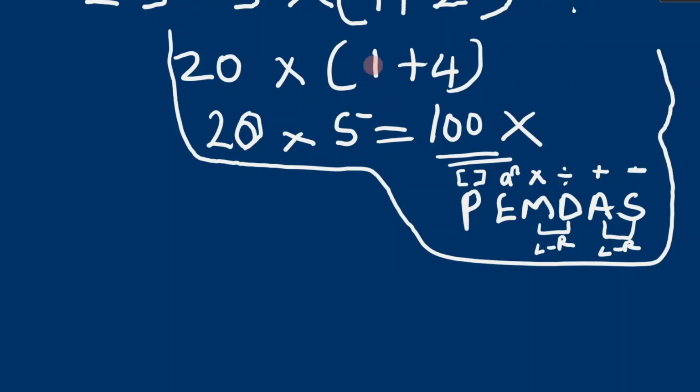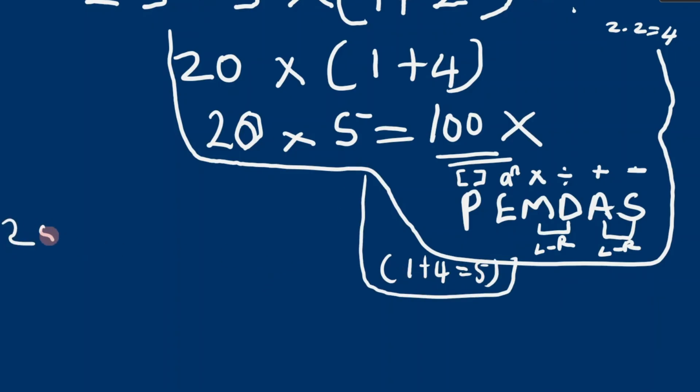So if we apply PEMDAS in this mathematical expression, we first solve the bracket, which is the parenthesis. The bracket says 1 plus 2 raised to power 2. And 2 raised to power 2 is the same thing as 2 multiplied by 2, which is equal to 4. So we now have 1 plus 4, which is equal to 5. If you bring it down, we now have 25 minus 5 multiply 5.